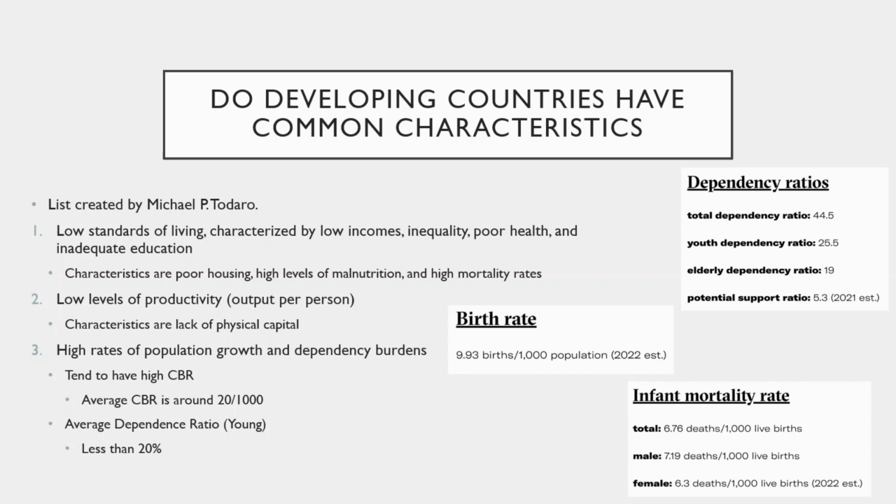So we're going to talk about developing countries. They're called LDC countries or LEDC, same thing. Less economically developed or less developed countries. This list was created by Michael Todaro about common characteristics. The first one is low standard of living, low income, inequality, poor health, and inadequate education. Number 2 is low levels of productivity, lack of physical capital. Number 3 is high rates of population growth and dependency burdens. So they tend to have a high CBR, and they have a high average dependency ratio.